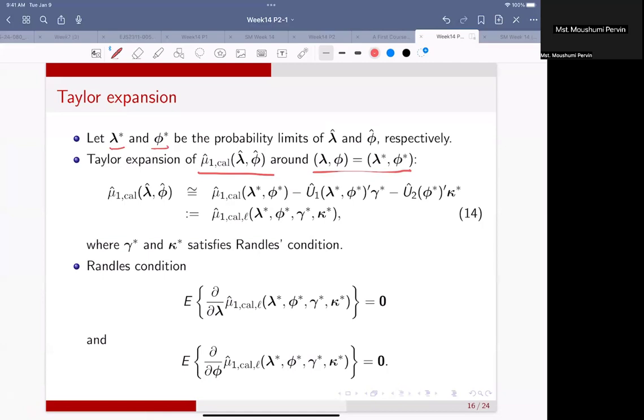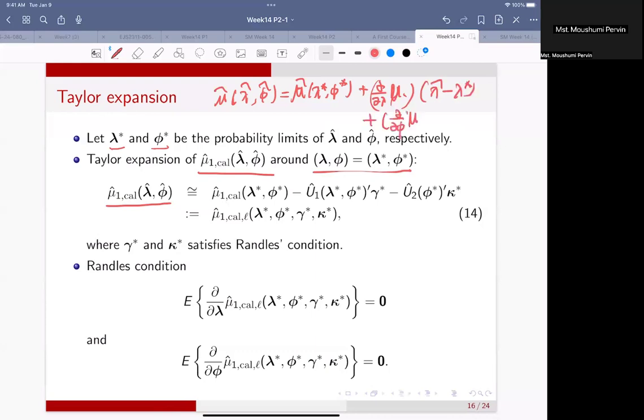And then how to do Taylor expansion? Well, this is not really the standard form, but we know that this will be something like, okay, lambda hat and phi hat is mu hat lambda star phi star plus something like this, right? This is a typical formula.